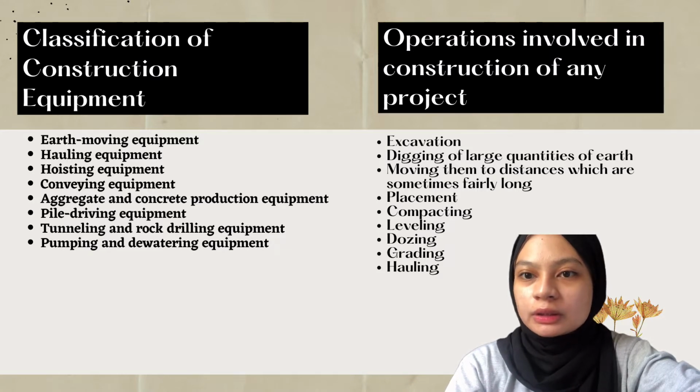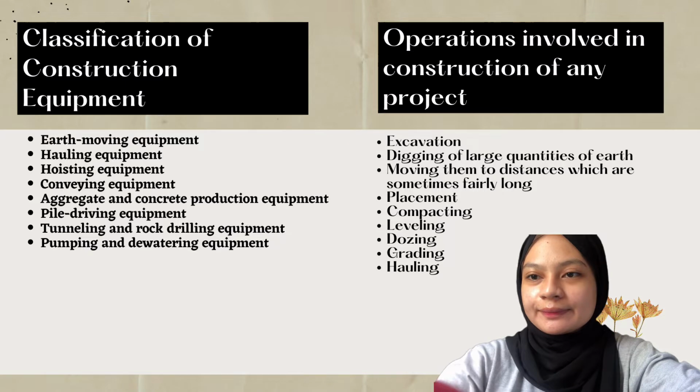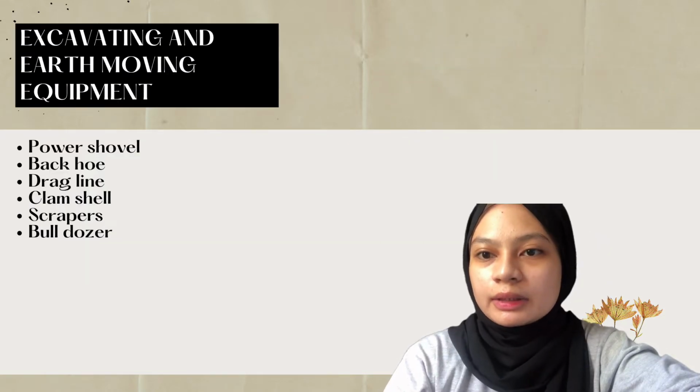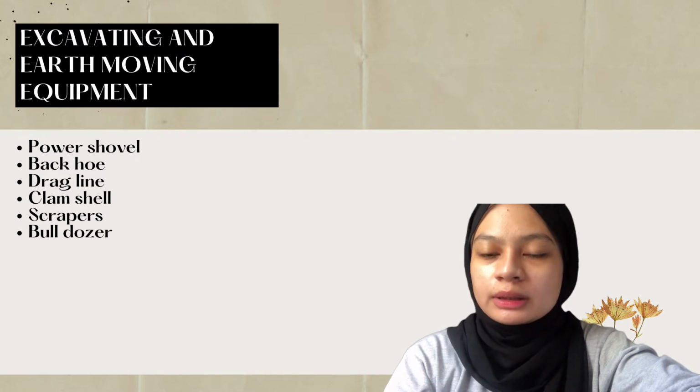Operations involved in construction of any project: excavation, digging of large quantities of earth, moving them to a distance which is sometimes very long, placement, compacting, leveling, dozing, grading, hauling. Next is excavating and earth moving equipment: power shovel, backhoe, dragline, clamshell, scrapers, bulldozer.